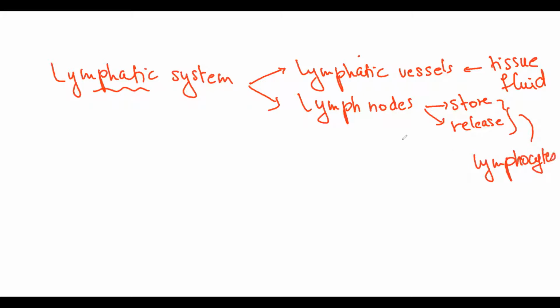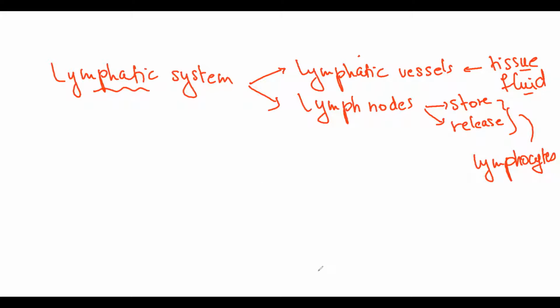Of course, the lymph nodes are where the lymphocytes are stored, and when there is an infection, these white blood cells are released in order to defend the body against the pathogen or the microorganism or any foreign body that entered the body. But about this tissue fluid, what is it formed of?